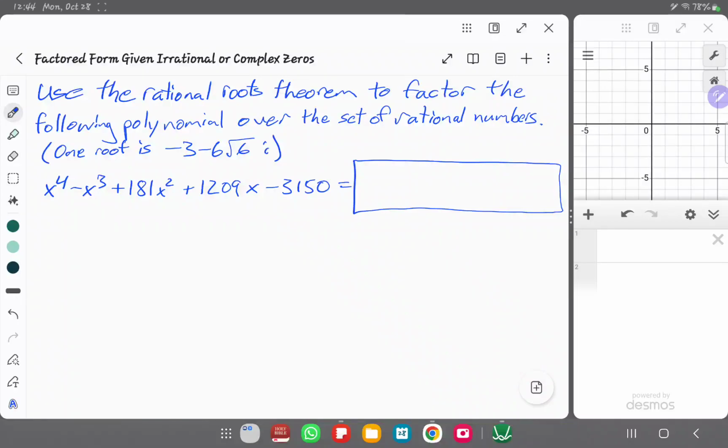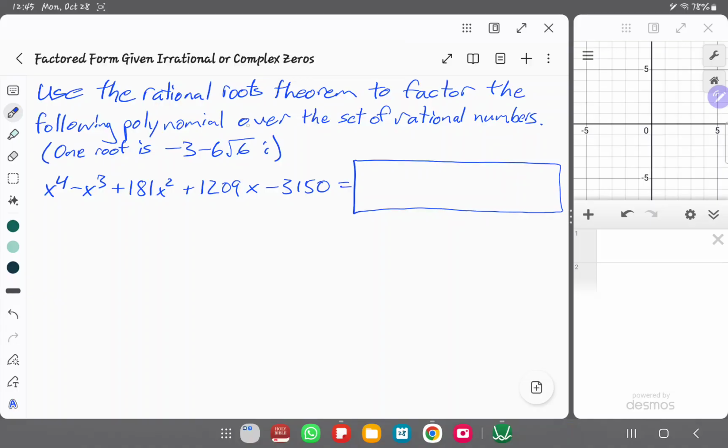Hey everyone, just doing a quick video on a couple of problems that you might see in a quiz, or especially some phrasing that you might not know what to do with. So this first one we're going to take a look at says, use the rational roots theorem to factor the following polynomial over the set of rational numbers.